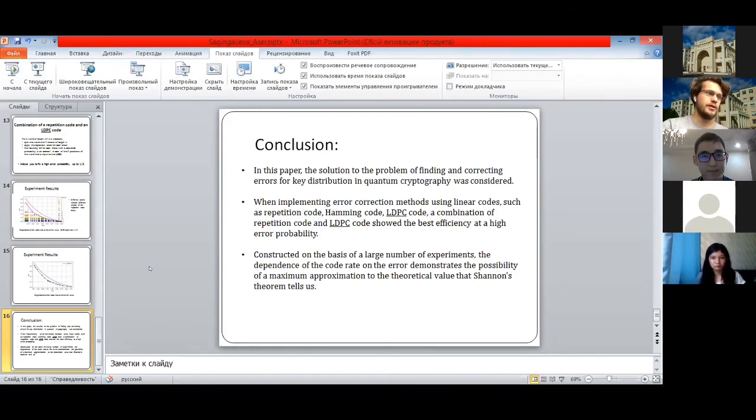So you found that this scheme is efficient at a high error probability, which is probably the most common experimental situation, right? Yes.